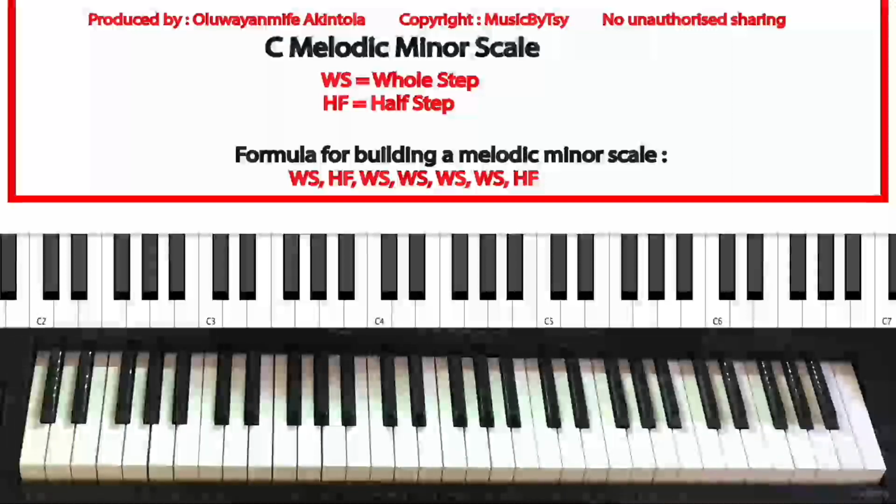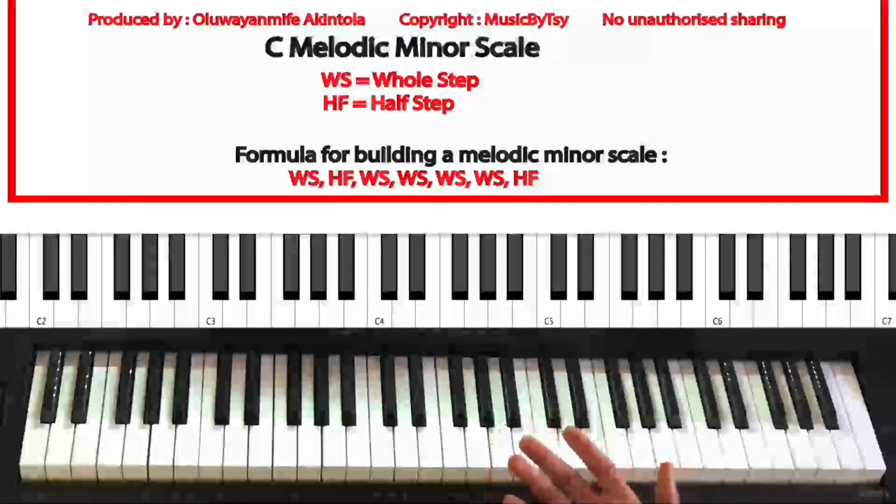The second method that can be used to build the C melodic minor scale is by increasing the 6th and the 7th note of the C natural minor scale, each by a half step. So what I'm saying is we can take the C natural minor scale and then we can increase the 6th note of the C natural minor scale by a half step. And then we can also increase the 7th note by a half step. So increasing both the 6th and the 7th note by a half step each will give us the C melodic minor scale.